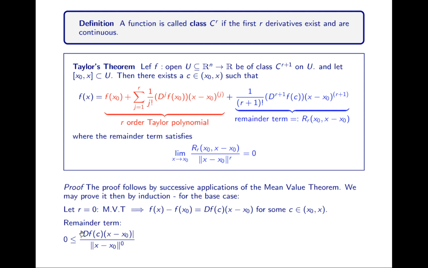Of course, 0 is less than or equal to the absolute value of the remainder at some c times x minus x naught, over the norm of x minus x naught to the rth power. Of course, r here is 0, so to the 0th power, which means this has a denominator of 1. The derivative of f at c is the gradient transpose. So if I use the Schwarz inequality, this is bounded by the norm of the gradient vector times the norm of the difference vector. And of course, the gradient of f at c is fixed, and as x approaches x naught, x minus x naught approaches 0, because that's what it means for x to approach x naught.